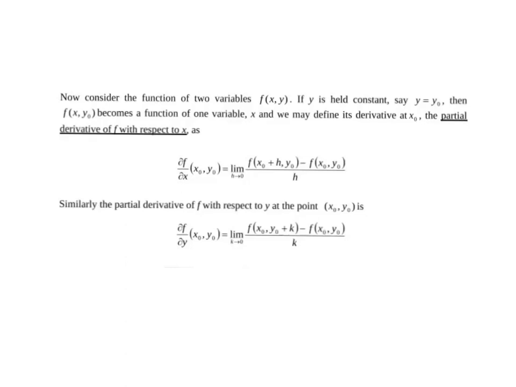Similarly, when we consider the derivative of the function while keeping x as constant, we are studying how the output of the function changes with respect to y, and simply treating x as a constant. It is called the partial derivative of f with respect to y.